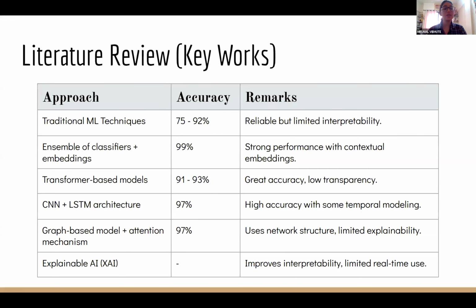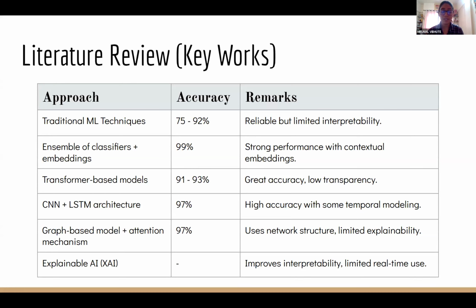As for the related works, people have tested traditional machine learning techniques like different classifiers, regression, logistic regression, etc. models, and they have got accuracy like 75 to 92%. They are reliable, but again, as I said, it has limited interpretability. Then people have done ensembles of classifiers and word embeddings, and they have very strong accuracy.